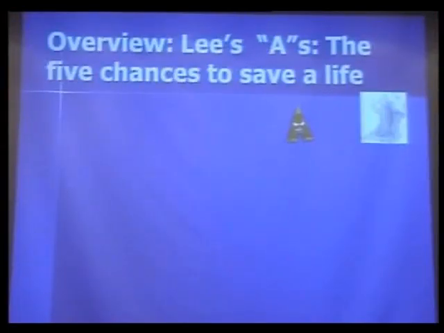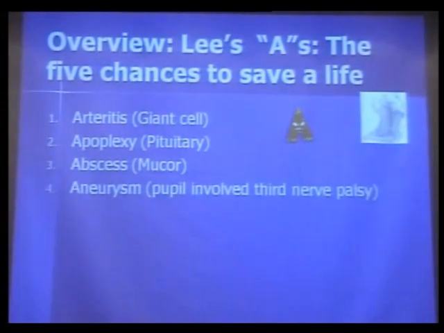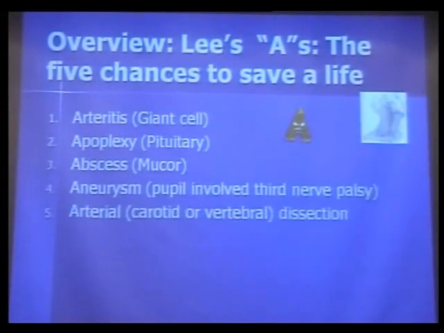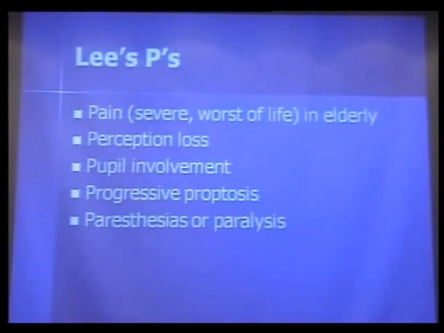Hi. I'm going to talk to you about some life-threatening causes of diplopia and how to recognize them. One is arteritis, which you're going to hear about from a diplopia standpoint, which is a little bit different than what Dr. Savino talked about. Apoplexy, abscess, fungal abscess, mucor in particular, aneurysm from people involved third nerve palsy, and arterial dissection. For diplopia, it's going to be vertebral, but you should also be aware that carotid dissection can be a problem. And these are Lee's P's.